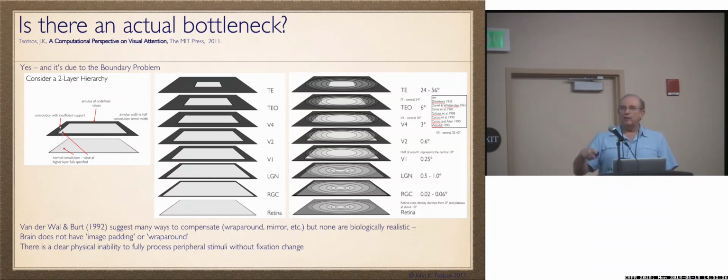In computer vision, we solve this problem by image padding. The brain doesn't have this. There's a nice paper by van der Waal and Burt that I cite there that gives a number of different techniques for doing this: mirroring, wraparound, image padding, and so forth, but the brain doesn't have these techniques at all. So what we have here is a clear physical bottleneck.